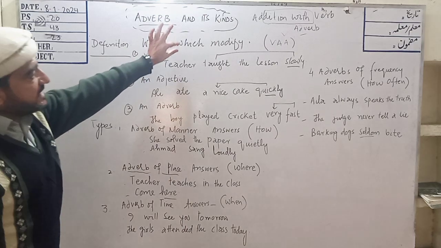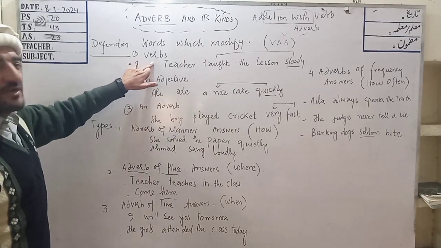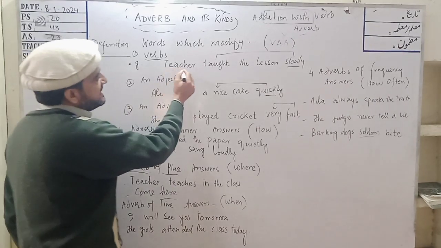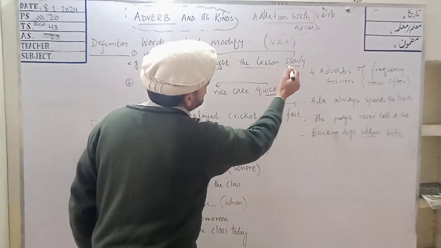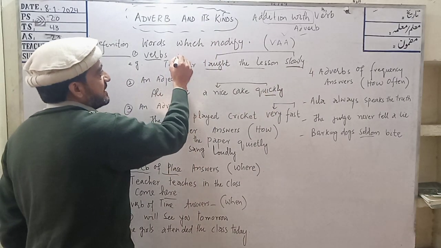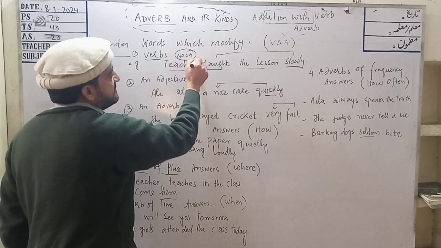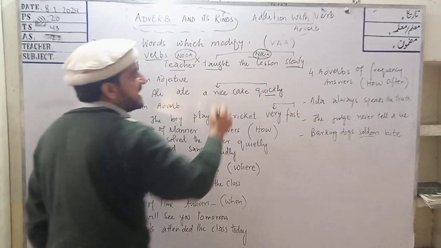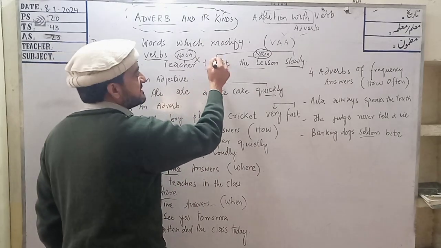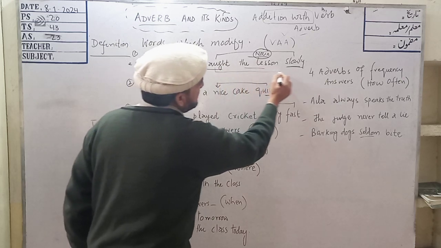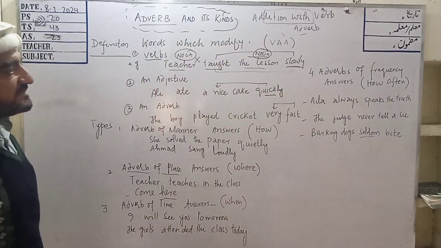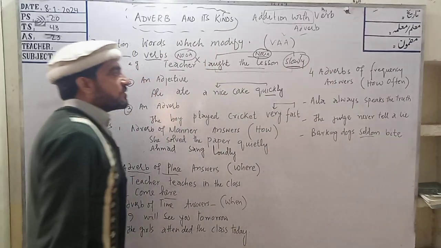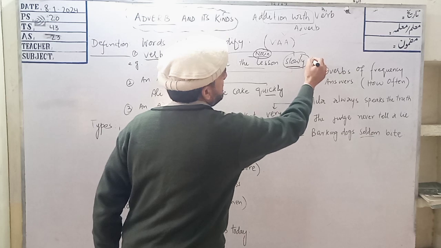So in the first, adverbs are those words which modify verbs. Verbs means which represent or which make reference to an action. Example is teacher taught the lesson slowly. Teacher is noun, an adverb cannot qualify noun. The lesson is noun, and noun is not qualified by adverb. So we have been left with taught. Taught is the second form of teach. So this taught is modified by adverb slowly, and this slowly is providing answer to the question of how.